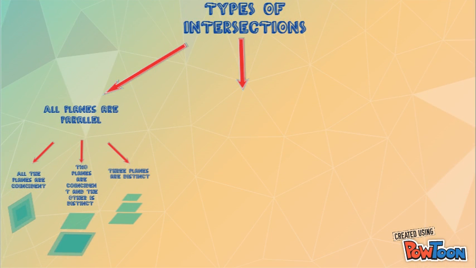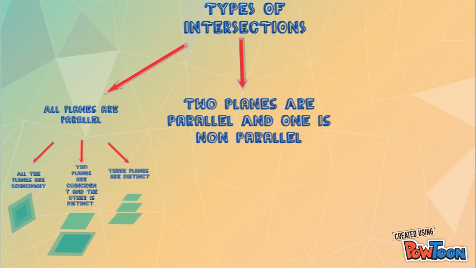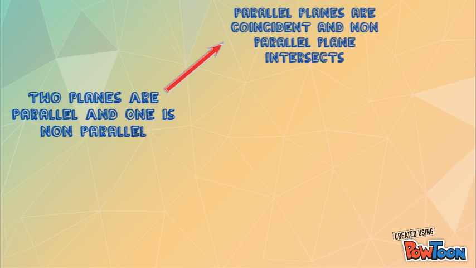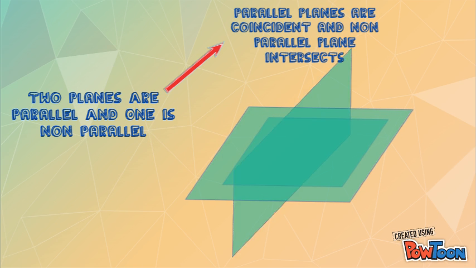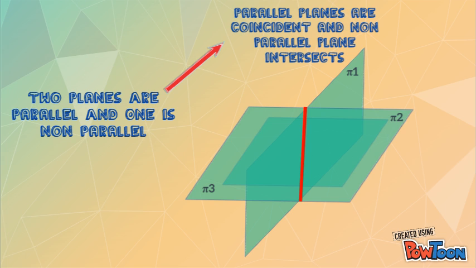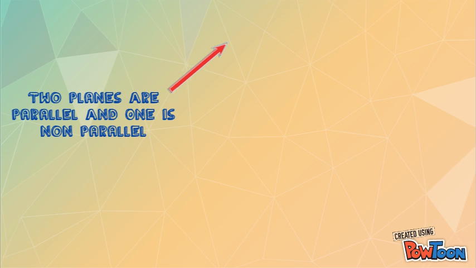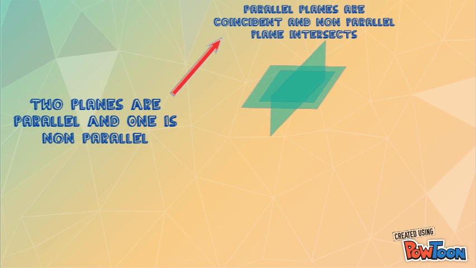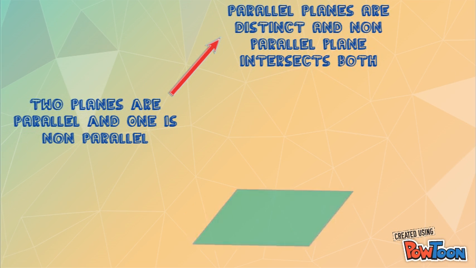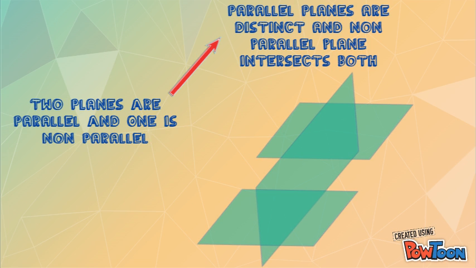Next, we will focus on our second case when two planes are parallel and one is non-parallel. In the first scenario, two planes are coincident and one is intersecting, they all intersect at a line. Therefore, there is a solution that satisfies all three planes, making the system consistent. Moving on to our second scenario, two planes are distinct and one is intersecting. Therefore, there is no solution that satisfies all three planes, making the system inconsistent.